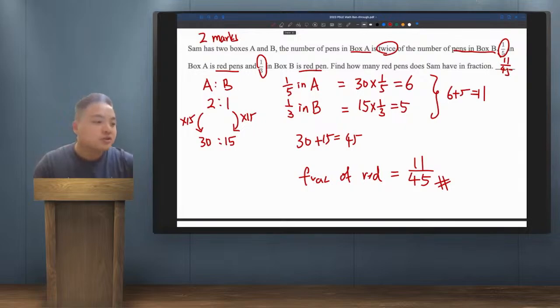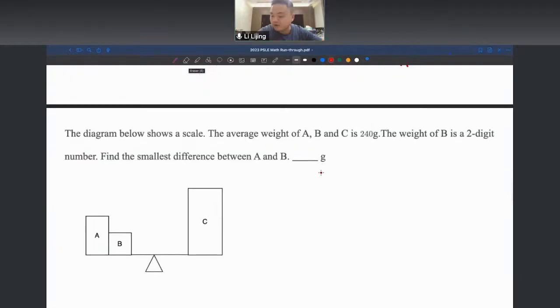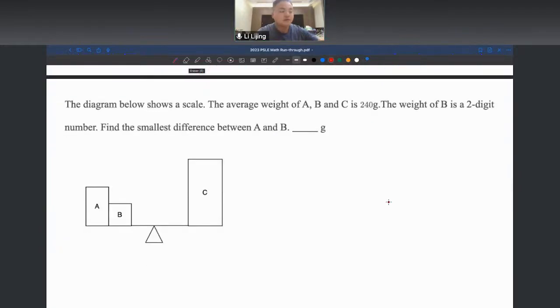Okay, so this question, is it from paper 1 or paper 2? Paper 2, which question is this? Okay, it's just paper 2. Okay, question 5. Okay, let's move on to the next one. Okay, this one is from paper 2, question 10.